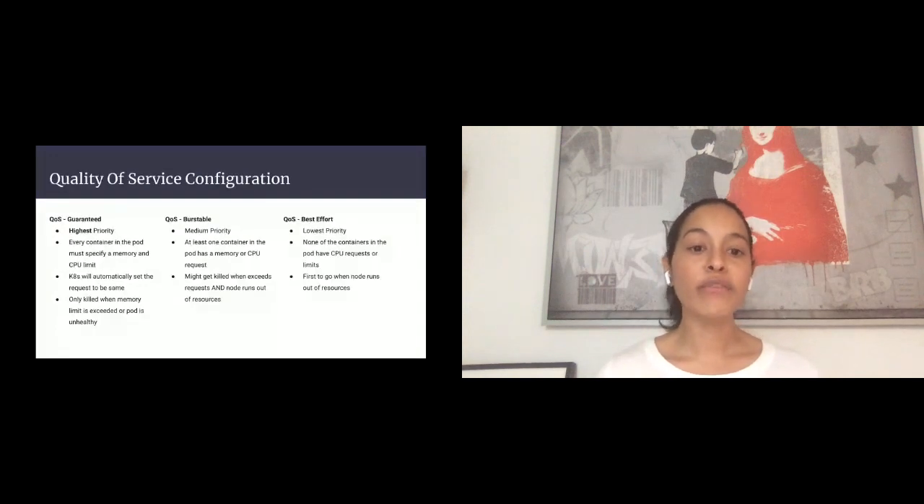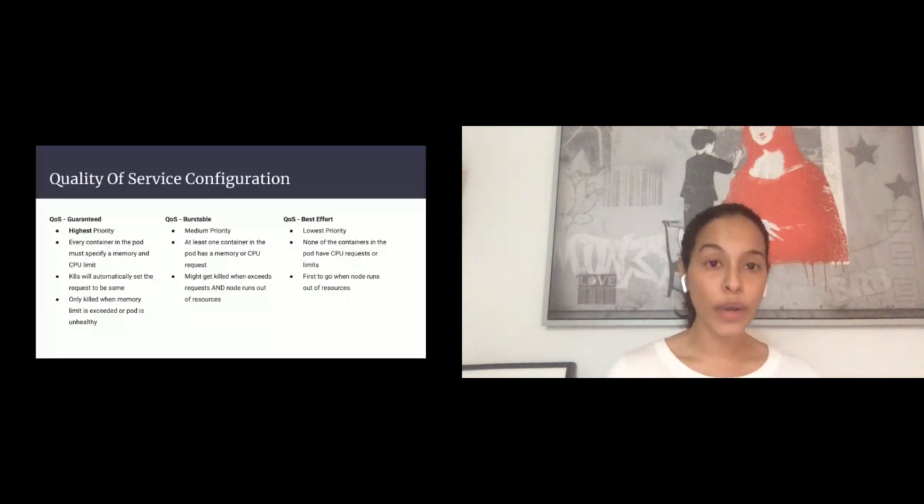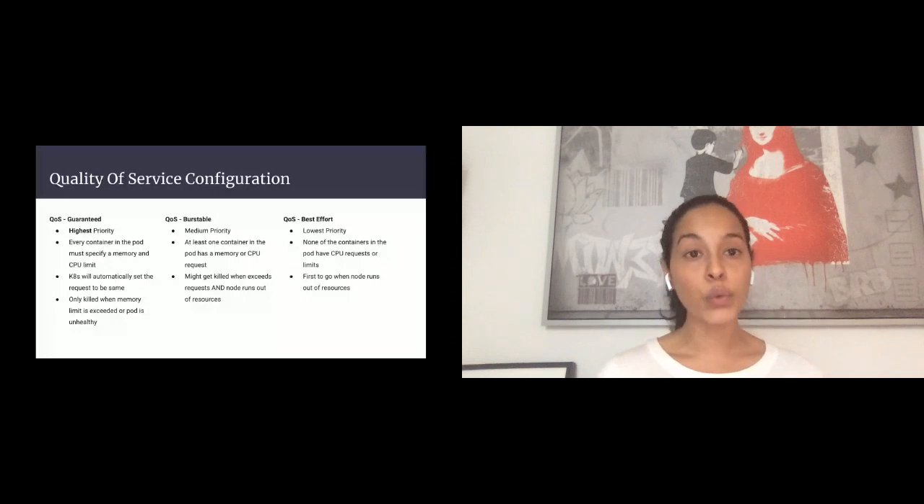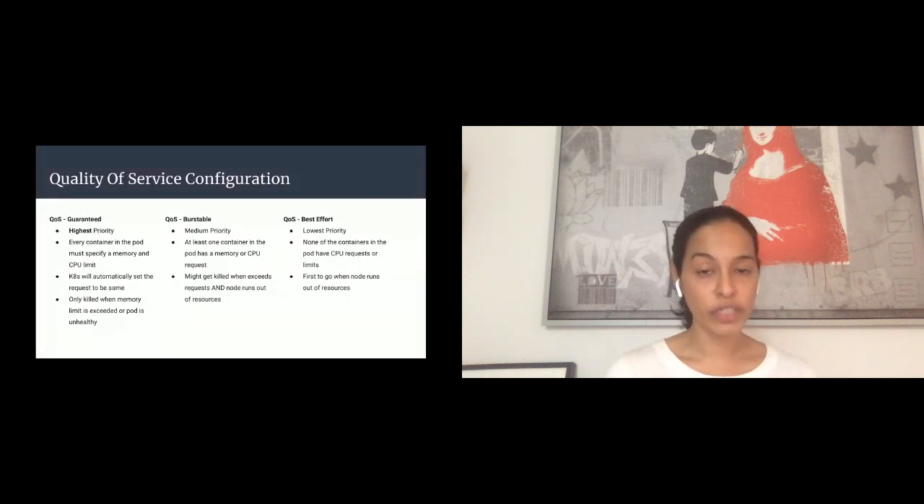Guaranteed means that every container in the pod must specify a memory and a CPU limit. You can choose not to specify the request. However, if you don't, then K8s will automatically set the request to be the same as the limit. If you do specify the request, you have to make sure that it is the same as the limit for the memory and CPU. This means that this configuration tells Kubernetes that this is the highest priority pod, and it will not be killed until the memory limit is reached and the pod is unhealthy.